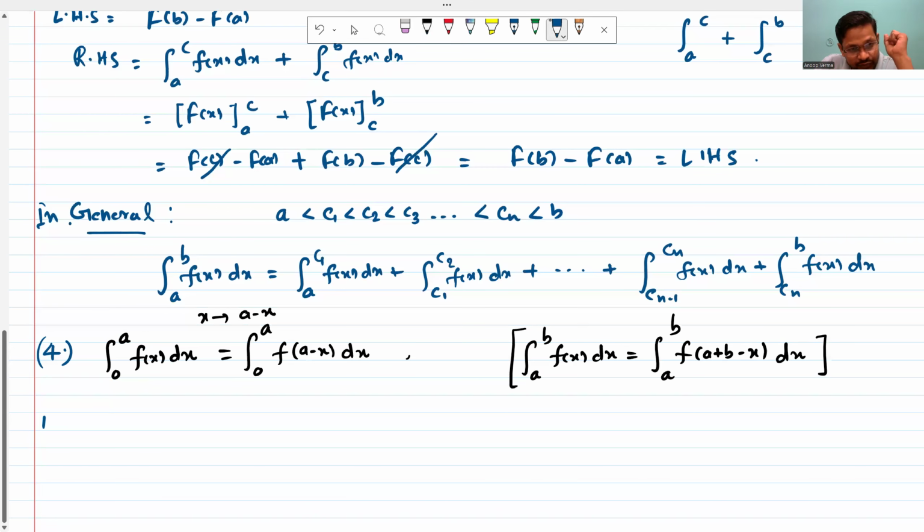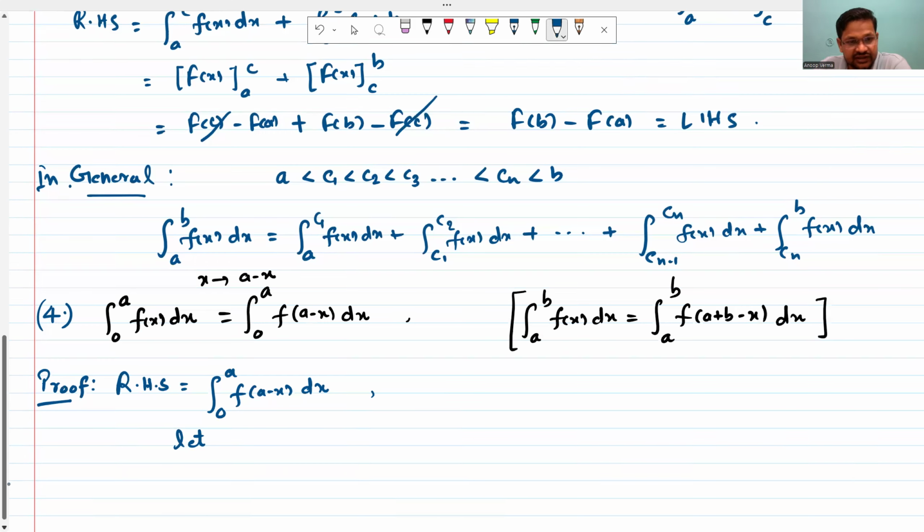So let's write the proof of it. We will do it by the substitution method. It is very simple. We are going to show that the RHS is just equal to the LHS. So I'm taking the RHS here, the integration from 0 to a of f(a minus x) dx, and integrating by the substitution method.